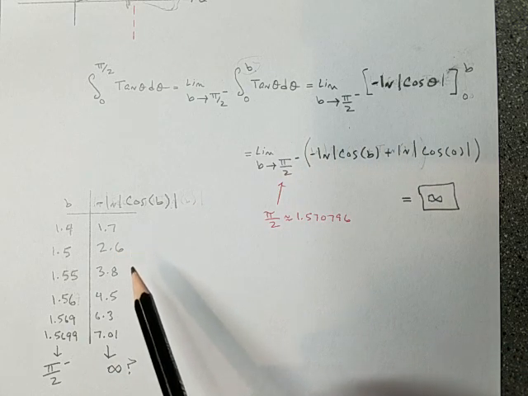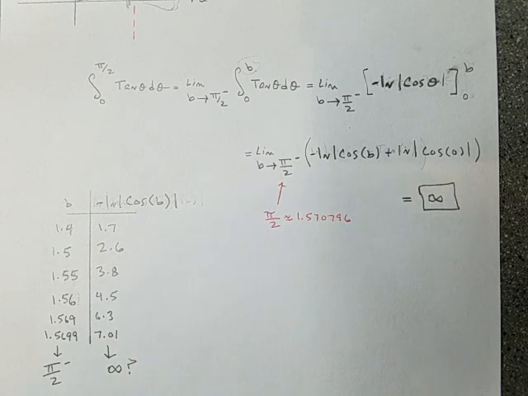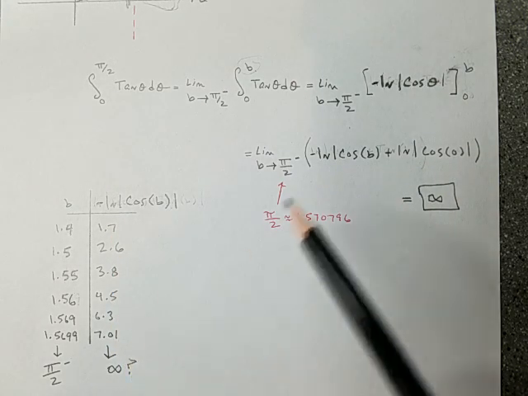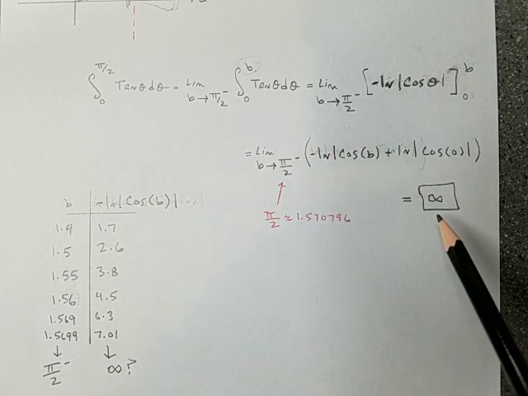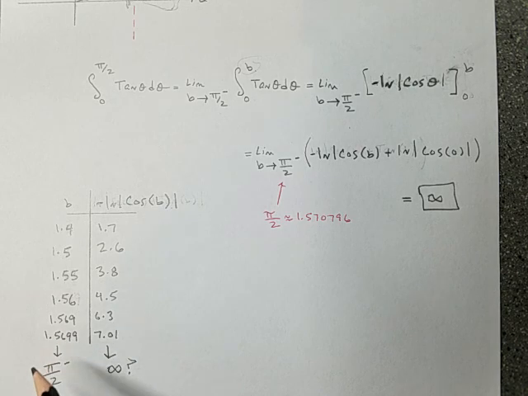Calculate, calculate, calculate. It's getting bigger every time. Is it going to infinity? I guess that's the shortcoming of making the table, is that the limit is actually infinity, but it's a little hard to see from this table. And I'm getting pretty close to pi over 2, all right?